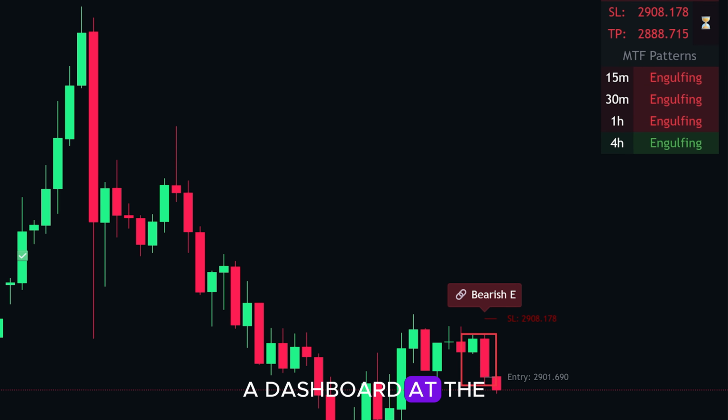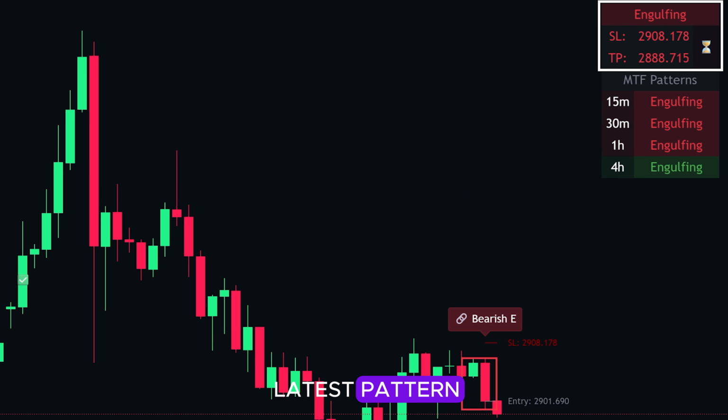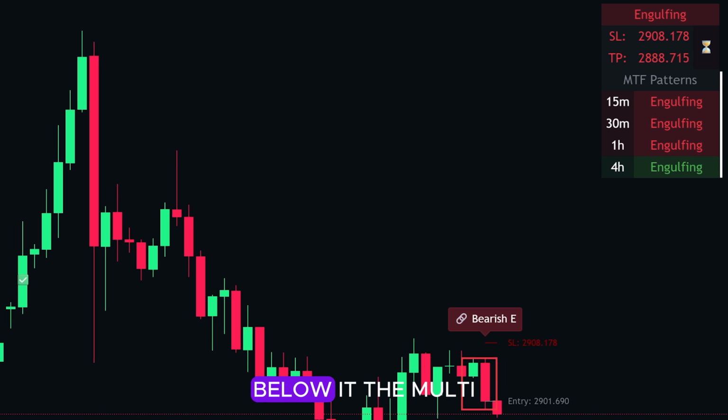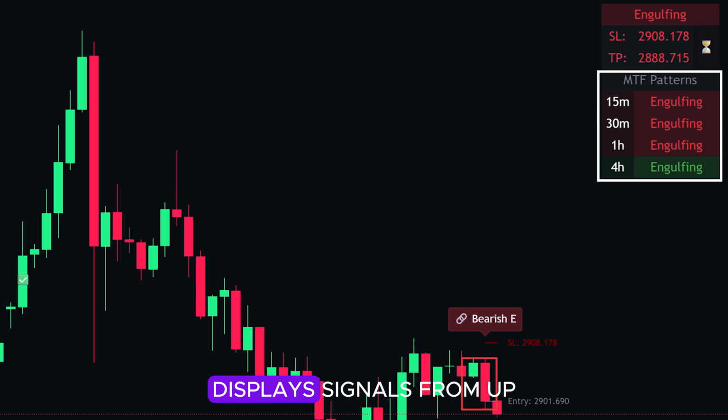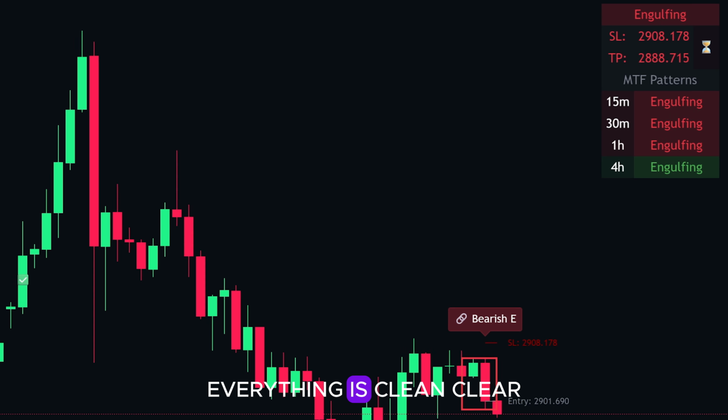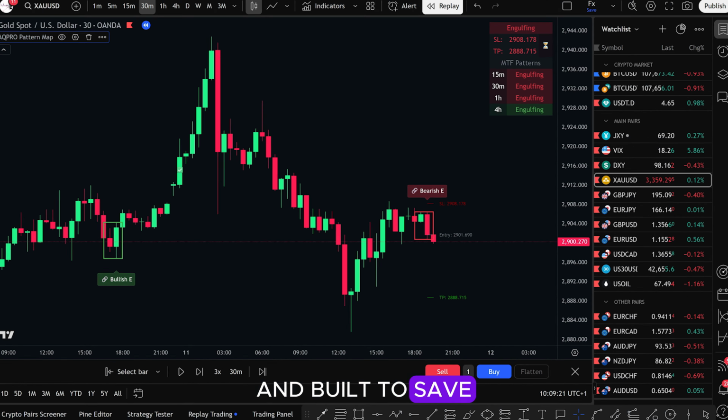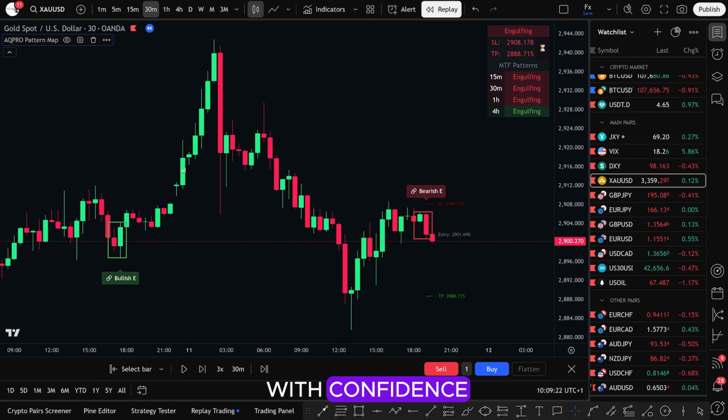A dashboard at the top right shows the latest pattern, direction, take profit, stop loss, and whether the trade is still active. Below it, the multi-timeframe screener displays signals from up to 4 other timeframes. Everything is clean, clear, and built to save you time while helping you trade with confidence.